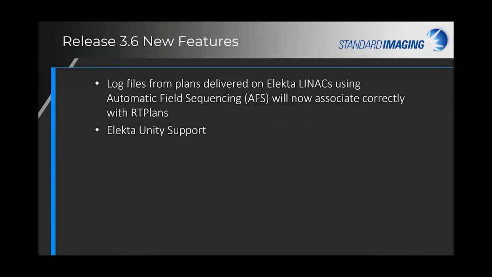Release 3.6 came out in mid-January, and I just wanted to go over with you the two key new features. The first is that the log plot files from plans delivered on Elekta Linacs using AFS will now associate correctly with the RT plans. And since I know people like to deliver using this automatic field sequencing, that is enjoyed by the users. And then we have also included Elekta Unity support.